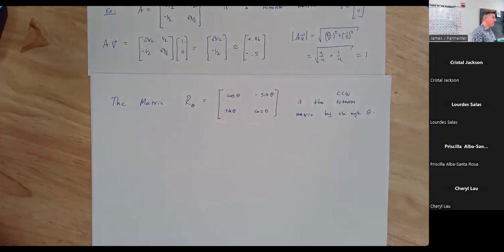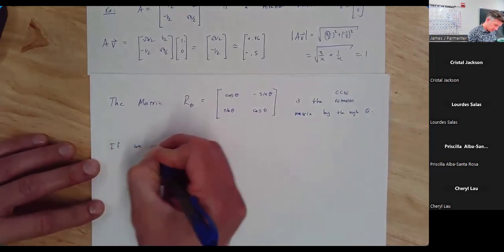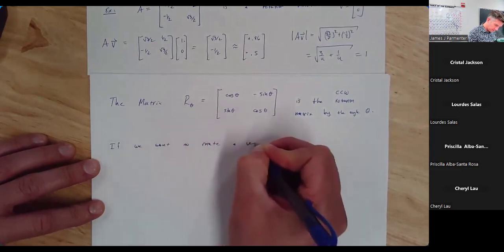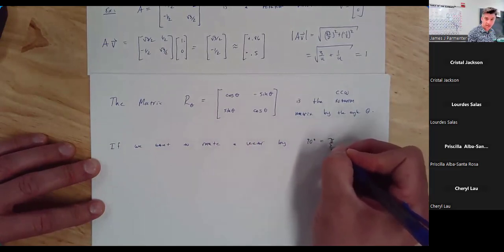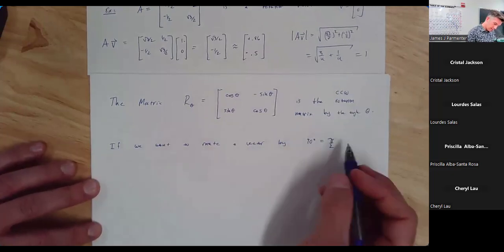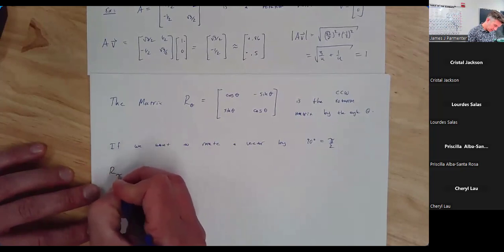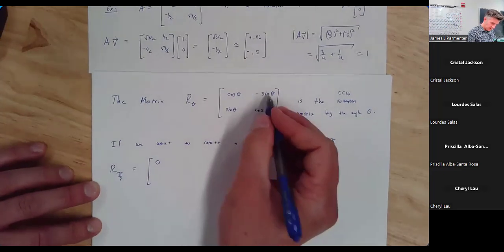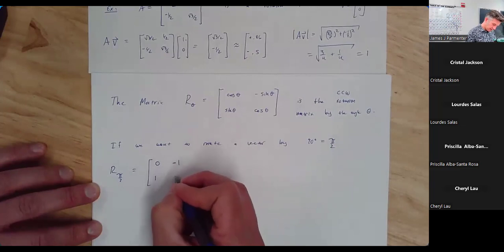So if you wanted to rotate a vector by 90 degrees, which is pi/2 radians, we would say that's going to be the matrix with cosine of 90 degrees, which is 0, negative sine of 90 degrees, which is -1, sine of 90, which is 1, and cosine of 90, which is 0.